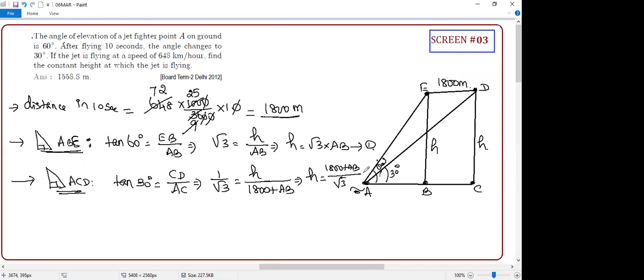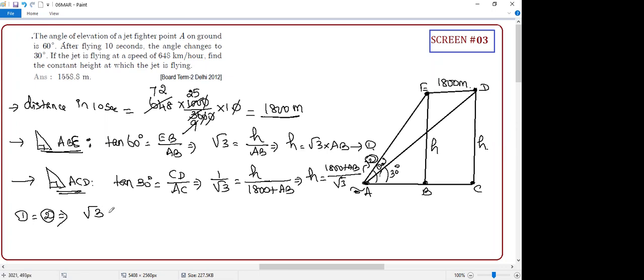Guys, if you notice equation 1 and 2, both sides LHS are H, no? So, sir, shall I say 1 equals 2? Correct or not? Because LHS are equal, then RHS must be equal. Agree with me or not, everyone? Yes, sir. Guys, very simple.